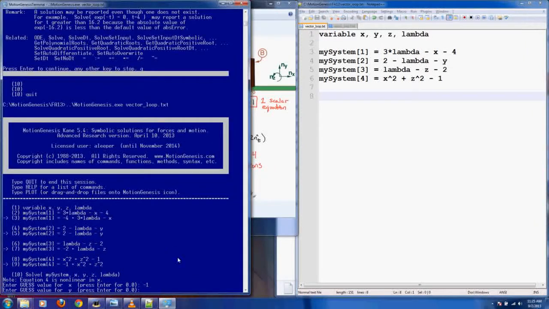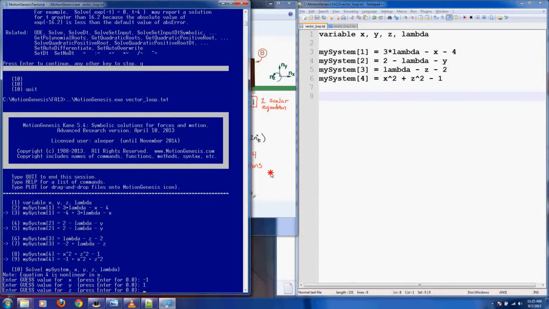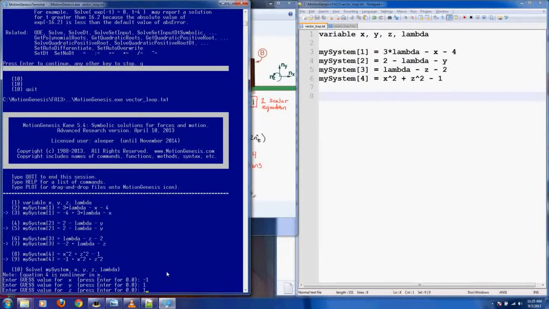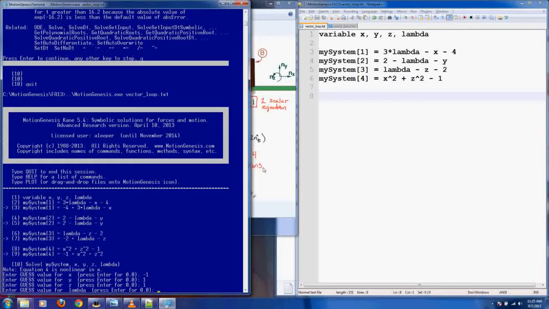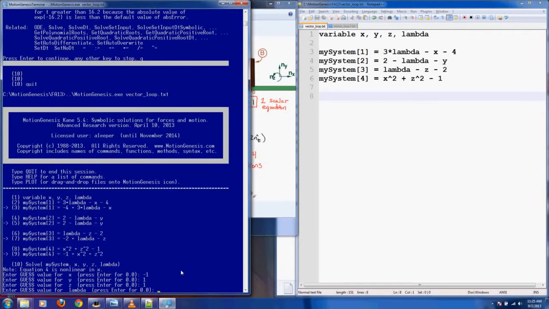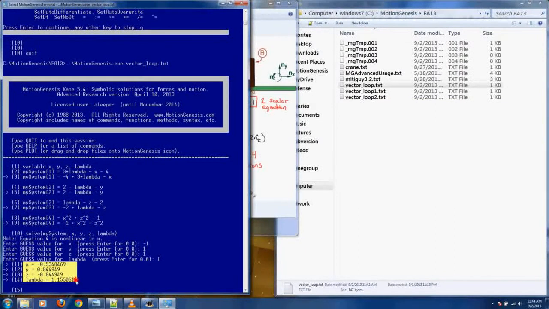So let's pick 1. And then it needs a guess for z. And again, for z, it looks like the nz value out here at Q is probably also positive. And finally, we need a guess for lambda. So again, looking at our problem, lambda was the multiplier on the direction vector that gets us from AO to Q. So lambda is most certainly positive. So let's just enter 1 as our guess. And we see that these are the solutions it found for our system.